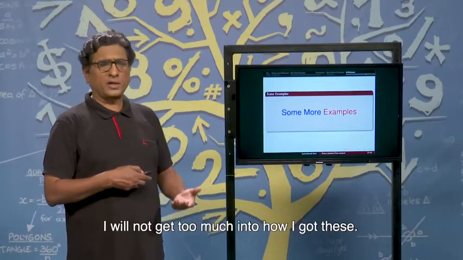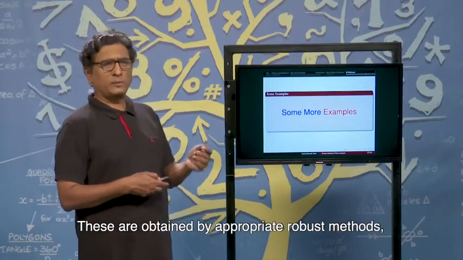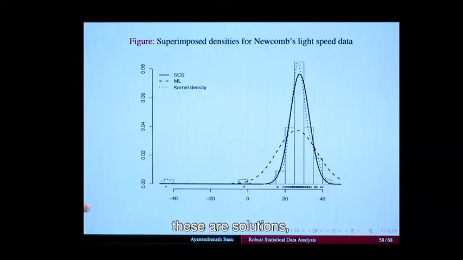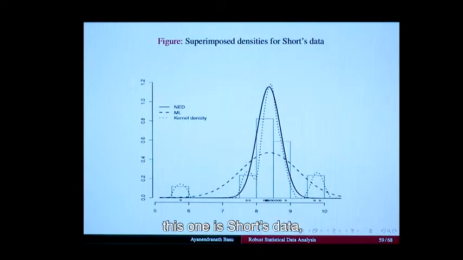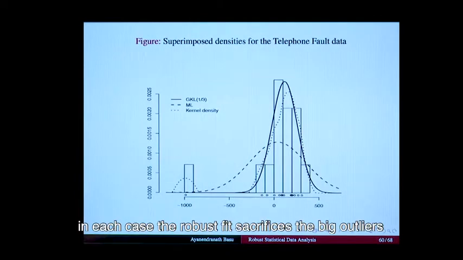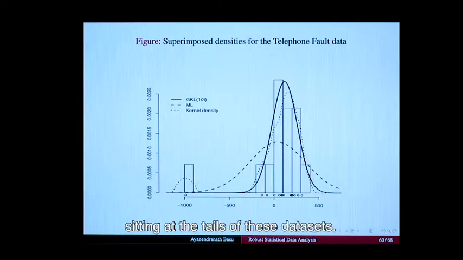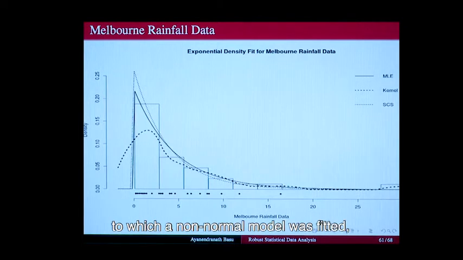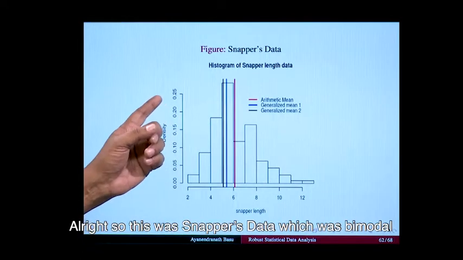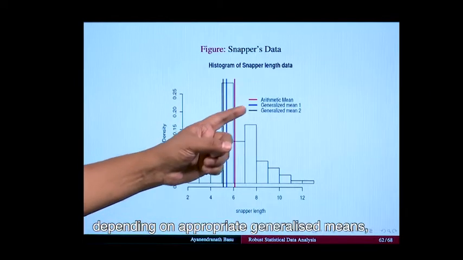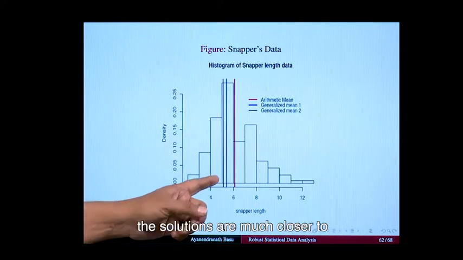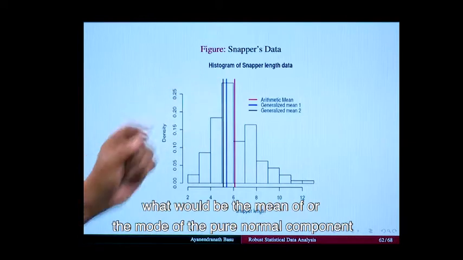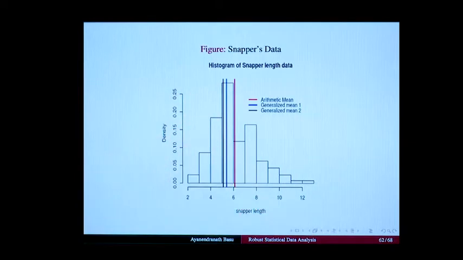And here are some more examples. I will not get too much into how these are obtained by appropriate robust methods, but these are robust solutions of the data that I showed you before. This one is Newcomb's light speed data, this one is Short's data, this one is telephone fault data. In each case, the robust fit sacrifices the big outliers sitting at the tails of these data sets. And this one was the Melbourne rainfall data, to which a non-normal model was fitted, an exponential model was fitted. This was Snapper's data, which was bimodal, and depending on appropriate generalized means, the solutions are much closer to what would be the mean, or the mode, of the pure normal component in the left in this case.